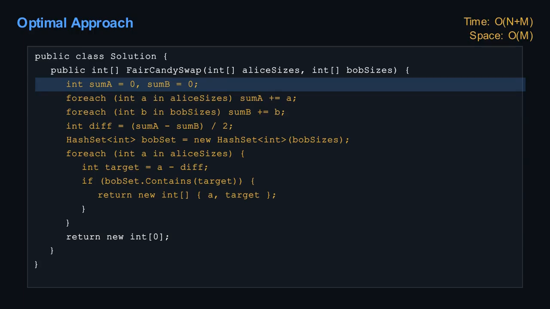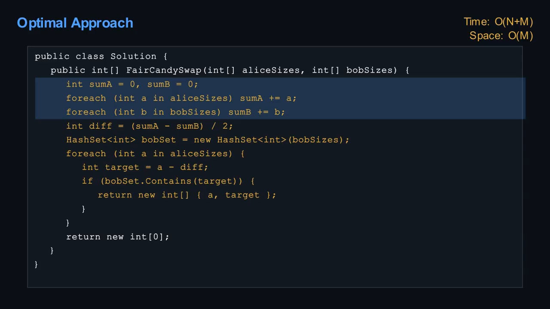So, summa minus a plus b must equal sum b minus b plus a. We can rearrange this equation. If we add b to both sides and subtract a from both sides, we get summa minus sum b equals 2a minus 2b. This can be further simplified to summa minus sum b divided by 2 equals a minus b. Let's call this summa minus sum b divided by 2 the difference, or diff. So, diff equals a minus b.